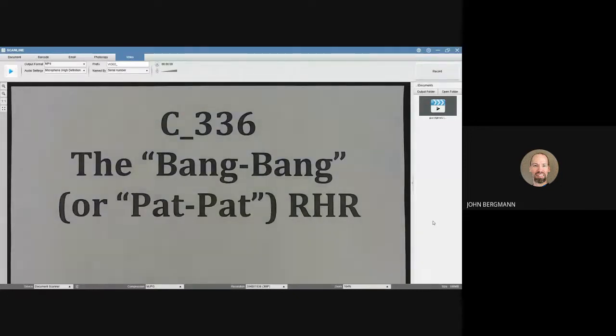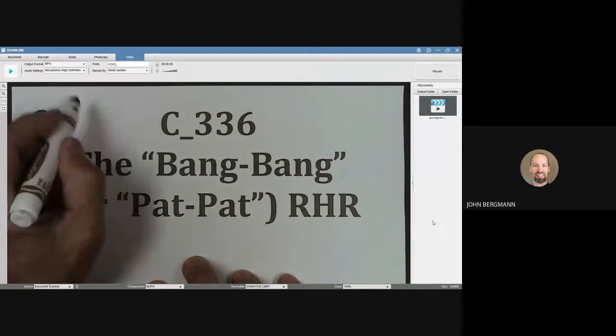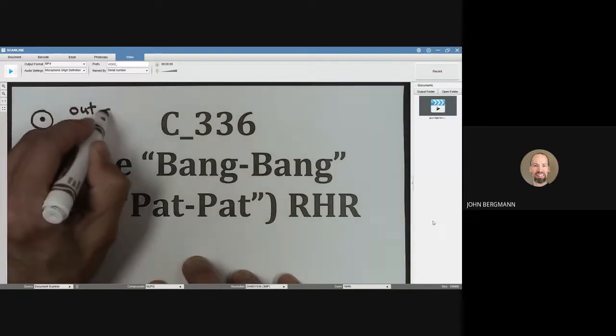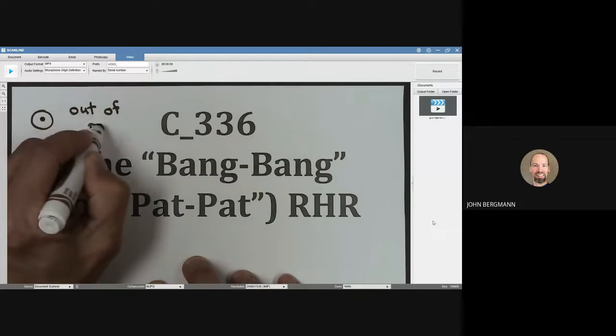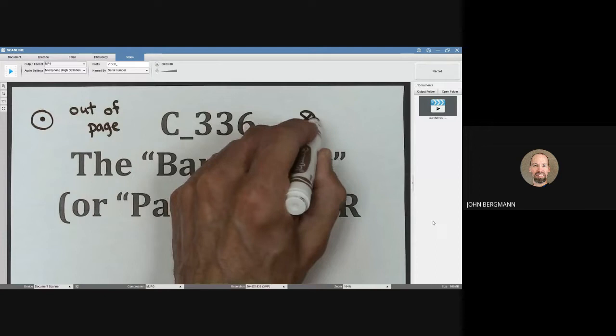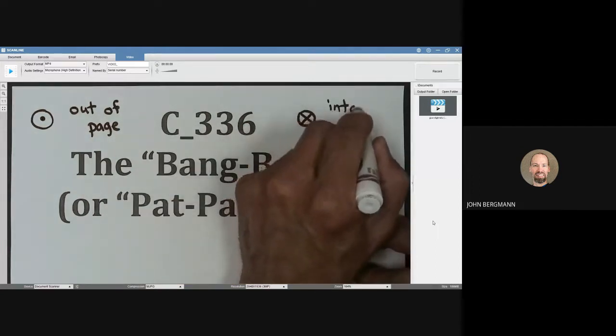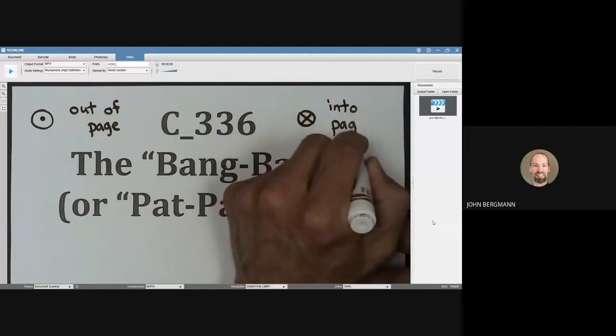Bang-bang or pat-pat right-hand rule. Before we discuss this, we want to review briefly that this symbol here means out of the page, and when we have an X, that means that some quantity has a direction into the page.